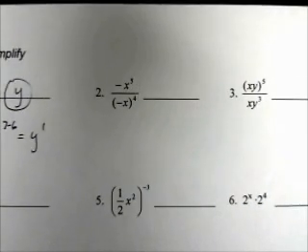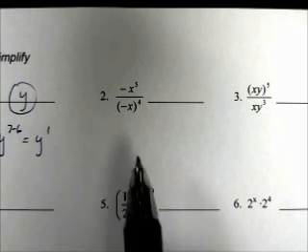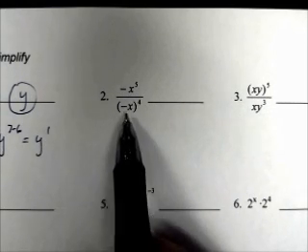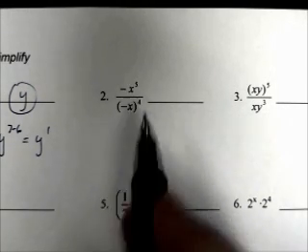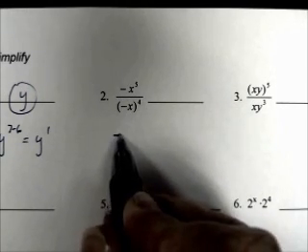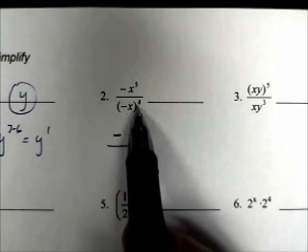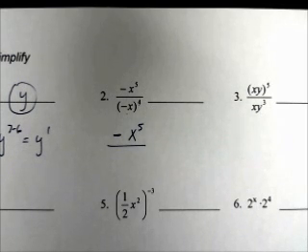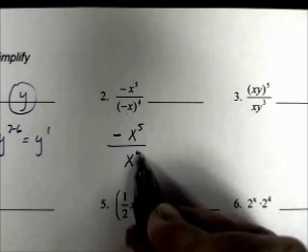Number 2, we have negative x to the 5th, and then we have negative x raised to the 4th. Well, be careful here. Nothing to do right now in the numerator, so I'll just copy negative x to the 5th. But this negative x raised to the power of 4, that's negative x times negative x times negative x times negative x. An even number of negatives makes it positive, so this would be equivalent to positive x to the 4th.